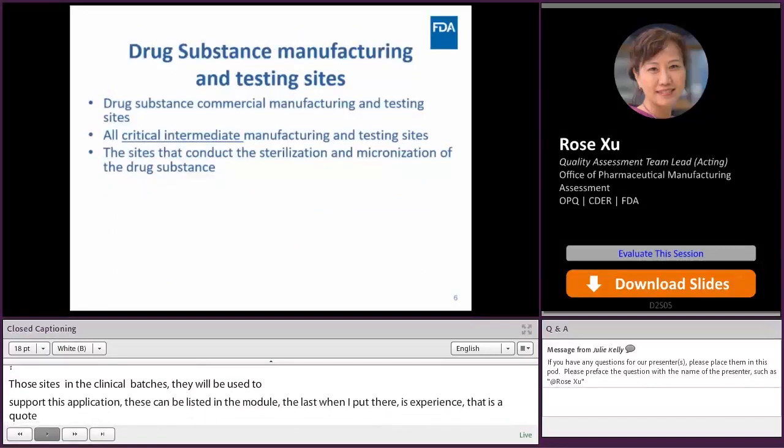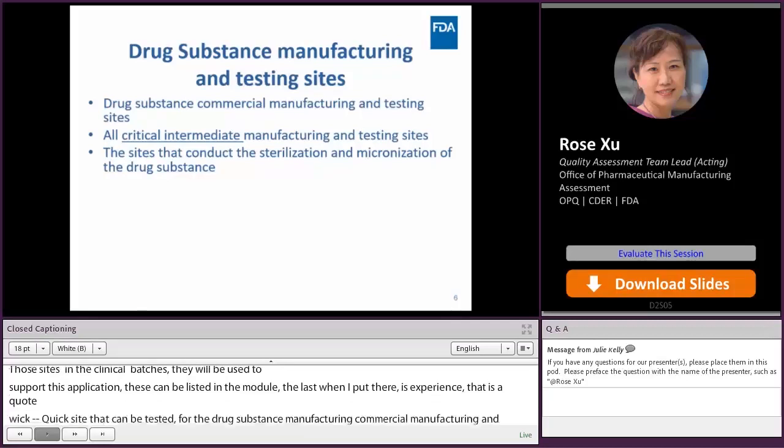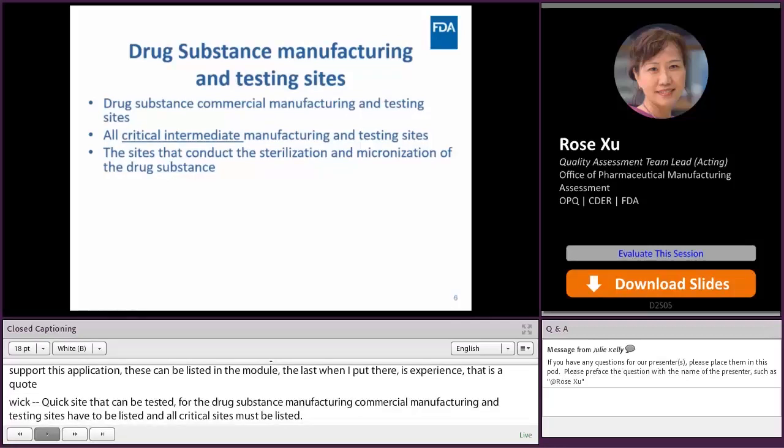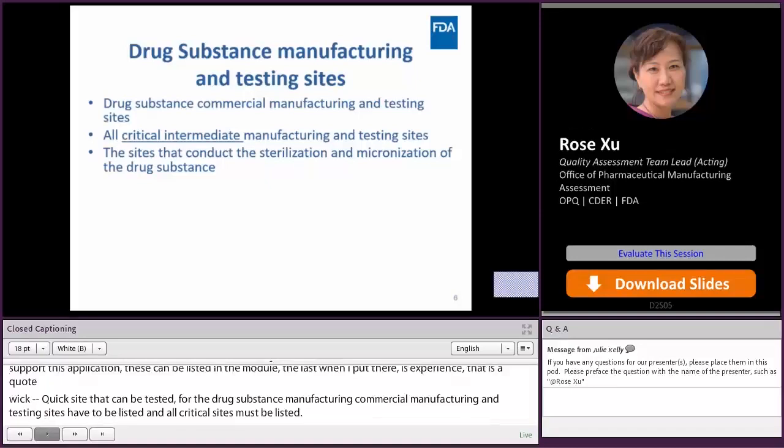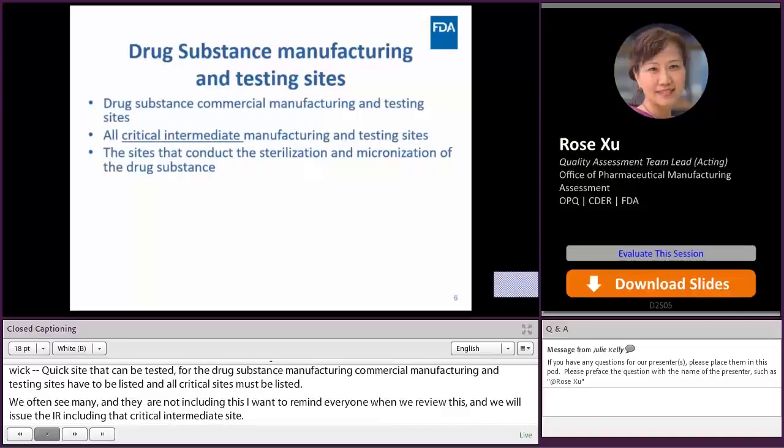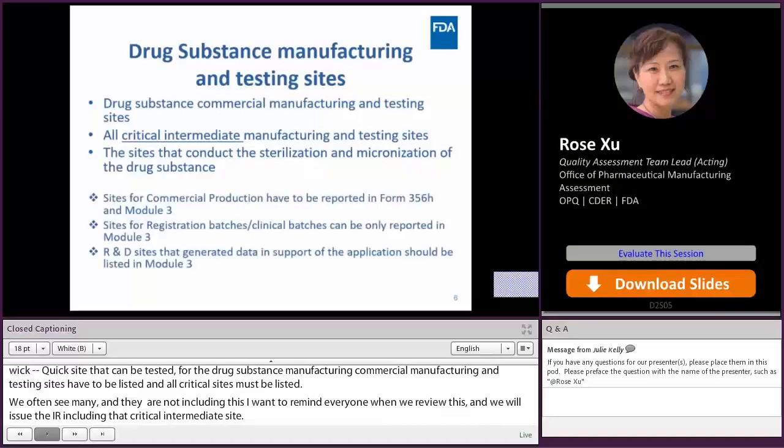All the drug substance commercial manufacturing and testing sites have to be listed, and all critical intermediate manufacturing and testing sites have to be listed. We often see many applicants submit the drug substance side, but never include the critical intermediate. Just wanted to remind everybody that when we review the DMF and find that this is a critical intermediate site, we will issue an IR asking the applicant to include that critical intermediate site. Sites that conduct sterilization and micronization of the drug substance have to be listed as well.